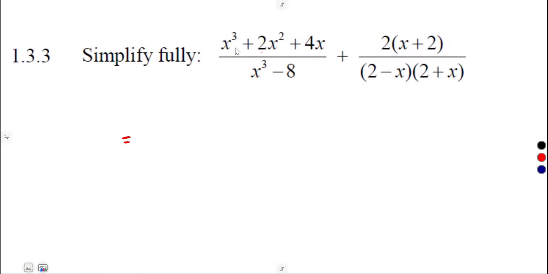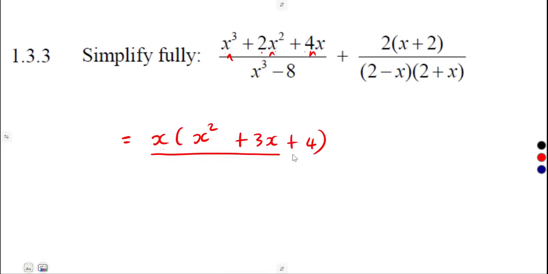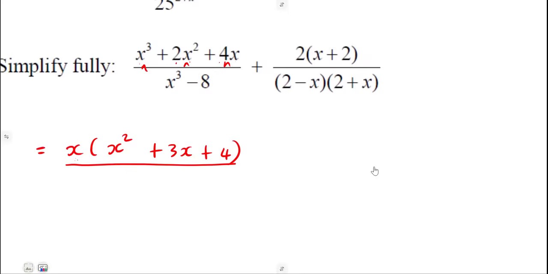We can see that there are 3 terms, 1, 2, 3, but in all of the terms there is x. There's x here, there's x here, there's x. So x is common. We can factor out the highest common factor, which is x. So x cubed divided by x is x squared. 3x squared divided by x is 3x. 4x divided by x is what? Which is 4. All right. Everything over the denominator, which is x cubed minus 8, which must be factorized.